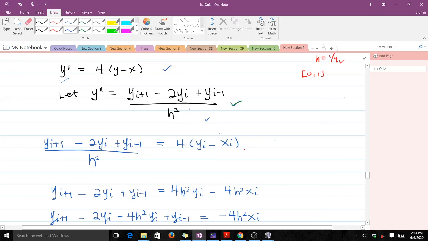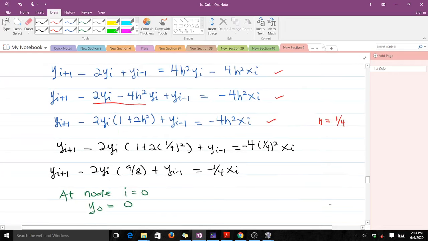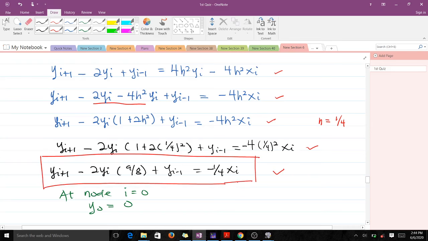So when we get here, then we can decide to do some algebra. We multiply through by h squared, and that gives us this result. Then we try to bring y i here, and this gives us this, when we bring this to the left hand side. After that, we try to factorize 2 y i from here. Doing that, we get something like this. And we know h was given in the question to be 1 over 4. So putting in the 1 over 4 wherever we find h gives us this, which can finally be simplified into this. That means this happens to be the finite difference equation for this particular question.